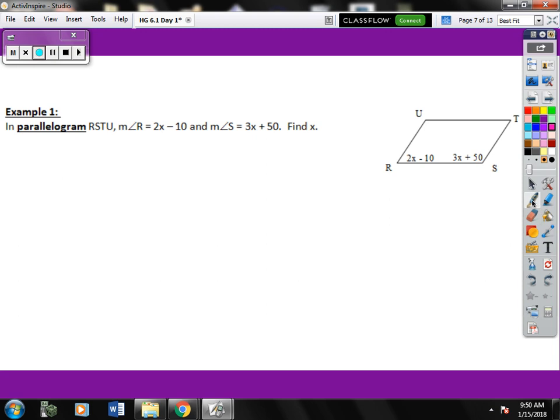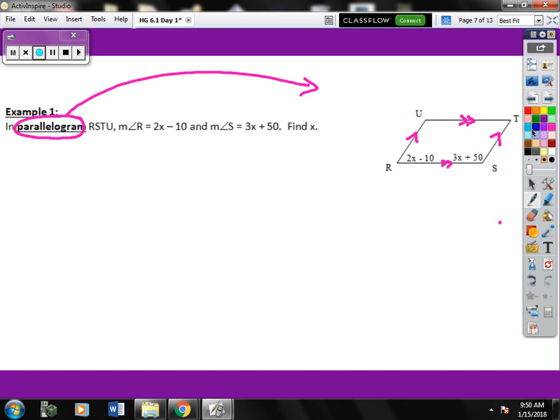You do want to read the directions to know what markings you should add. It tells us that this is a parallelogram. So if this is a parallelogram, we want to mark that it has opposite sides being parallel. Both pairs. And they tell us that the measure of angle R is 2x minus 5. The measure of angle S is 3x plus 50. That's already put in. Okay.